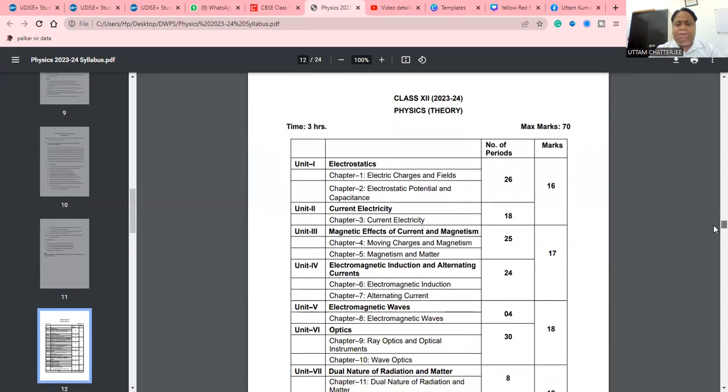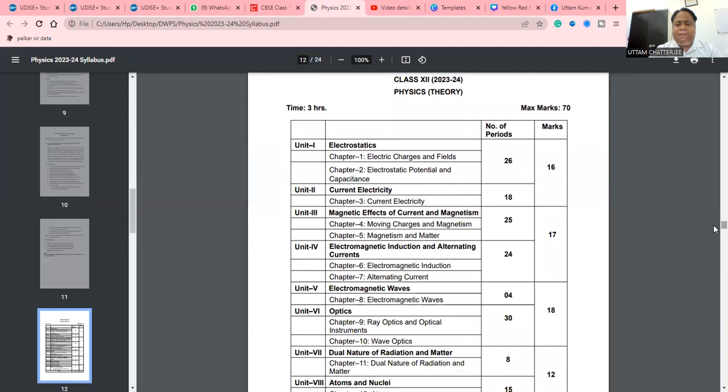The first unit is electrostatics, in which you will learn about static charges, or charges at rest, and you will learn about the electric field, potential, capacitance, and concepts related to that. Then in unit 2, you will learn about current electricity. Each of these chapters can be completed in a span of 2 to 3 weeks, so you need to be present in each and every class.